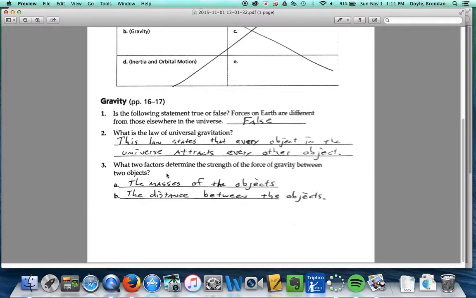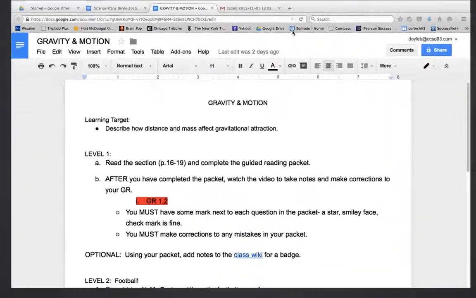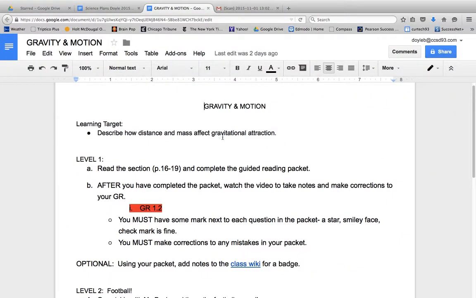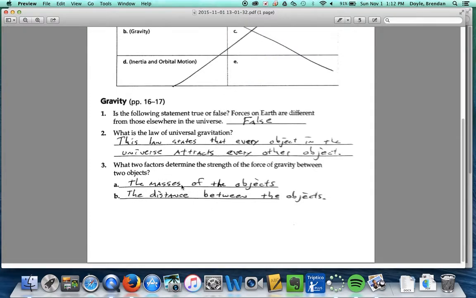3, what 2 factors determine the strength of the force of gravity between 2 objects? The masses of the objects is one thing, and the distance between the objects is the other thing. And if you remember our learning target, that's pretty much it. Describe how distance and mass affect gravitational attraction. Those are the 2 factors that determine gravitational attraction, are mass and distance.